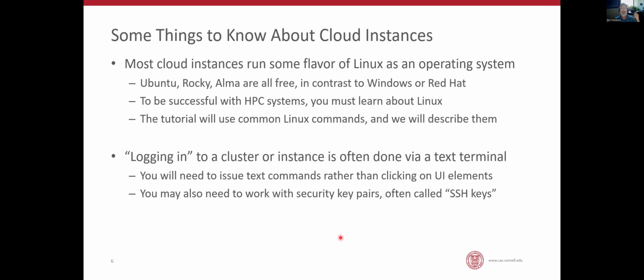It's a different experience than clicking on desktop shortcuts and then clicking in a user interface, but it's certainly not as hard as it may seem at first. We're going to be working with the Ubuntu flavor of Linux. Rocky and Alma are other flavors that are very popular, and these are all free to have running as the operating system on your cloud instance. Whereas with Windows, you would need to have a license to run Windows or to run Red Hat, which is a flavor of Linux. These are not as commonly used unless it's an enterprise level application that's being run on the cloud instance.